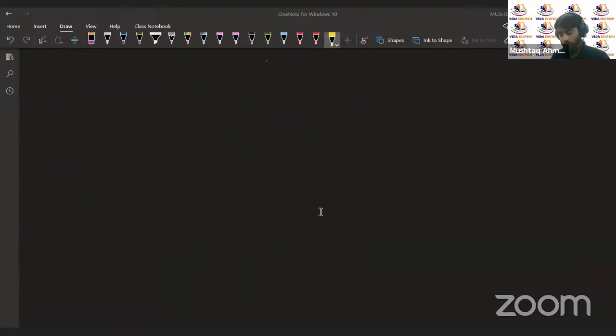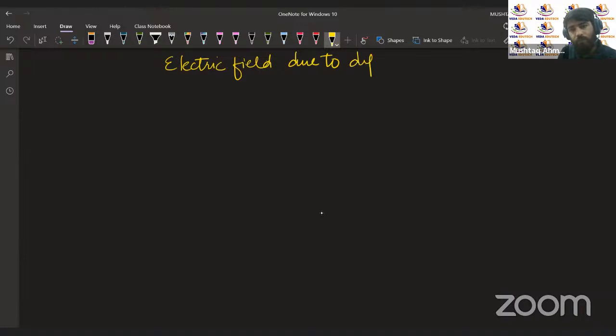So let's now discuss the electric field due to a dipole at some general point, right? We have to discuss the electric field due to a dipole at some general point. So at some general point we have to calculate the electric field due to the dipole, right?